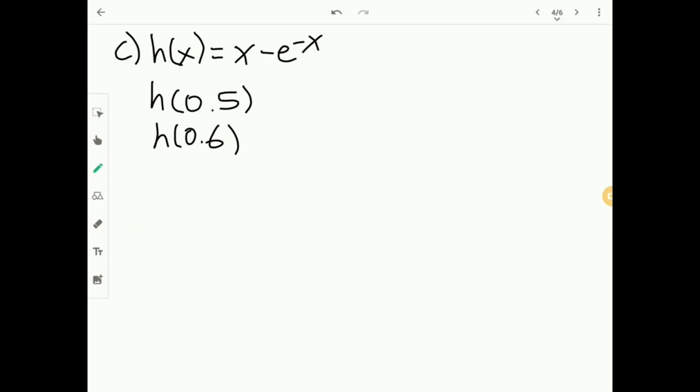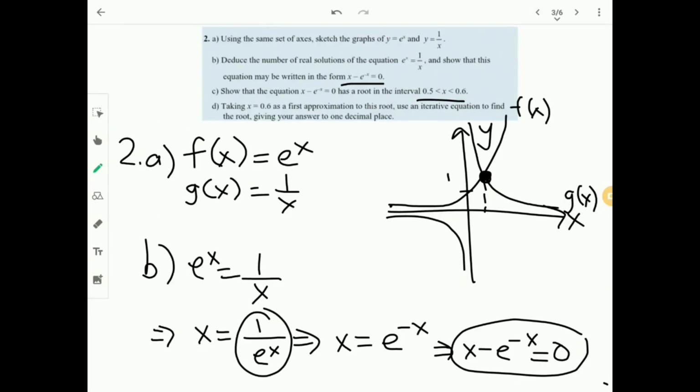And what do we get? h of 0.5 is equal to minus 0.107, which is negative, and h of 0.6 is 0.051, which is positive. Then we do the exact same thing, the intermediate value theorem. If you want the wording, you can rewind a few seconds and see what I said in number 1. Blah blah blah, we have a root. Let's move on to part D now.